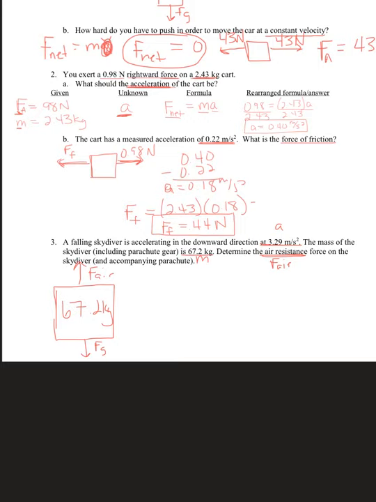It seems like we don't have enough information, but I can guarantee you we have all the information we need. To find our net force, F net, we need to find the sum of all of our forces. And if we want to find the sum of our forces, we need to find what each force is. So how do we go about doing that?